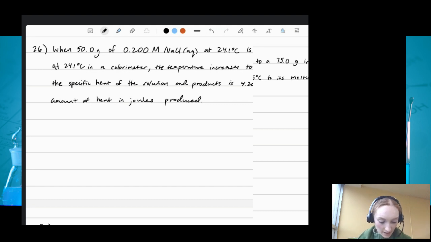Assuming the specific heat of the solution and products is 4.20 joules per gram degrees Celsius, calculate the approximate amount of heat in joules produced. The final statement tells us what we need to solve for, the amount of heat in joules produced. And because our specific heat is in joules, we won't need to do any unit conversion there.